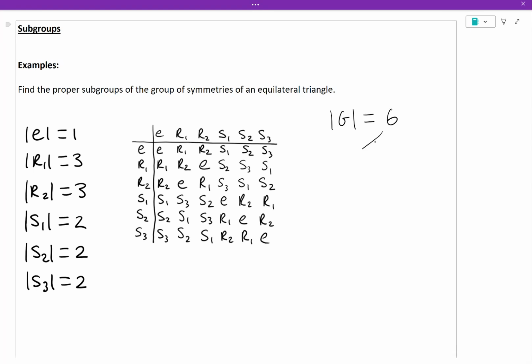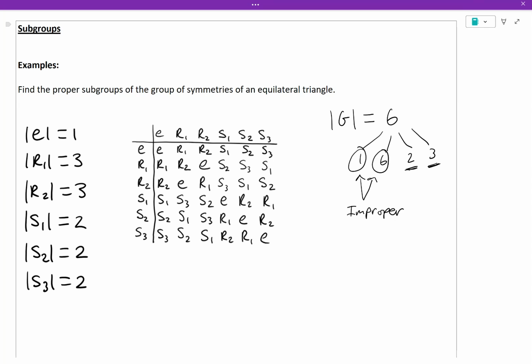Now, the factors of 6, which are possible subgroup orders, would be 1, 6, 2, and 3. Now remember, 1 and 6 are going to be your improper subgroups, so I'm not interested in them here. We're going to focus on the 2 and the 3. Now 2 and 3 are both prime, so any group of their size is going to be cyclic, so this group is only going to have cyclic subgroups for their proper subgroups.